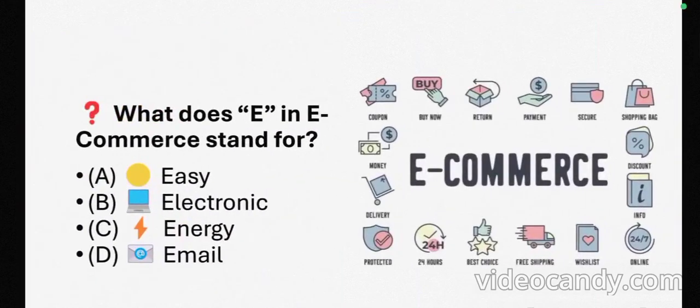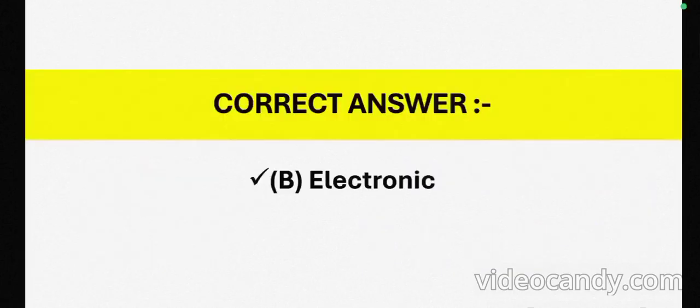What does E in e-commerce stand for? Option A, easy. Option B, electronic. Option C, energy. Option D, email. Okay, so your correct answer is B, electronic. We already discussed it.